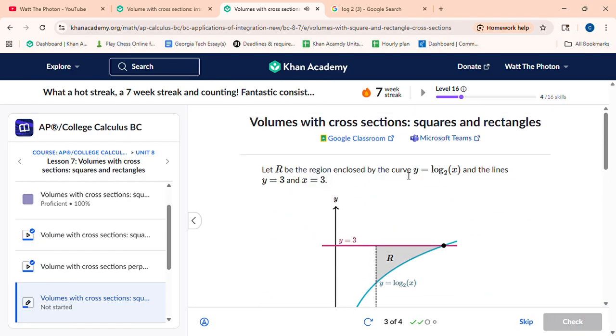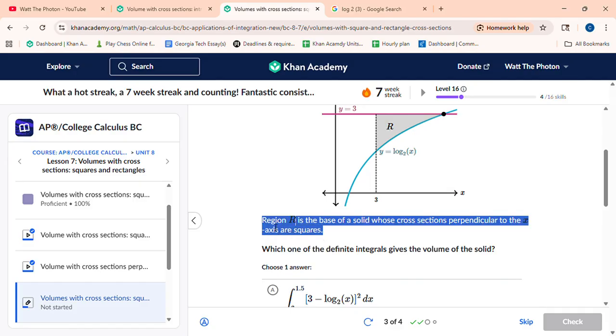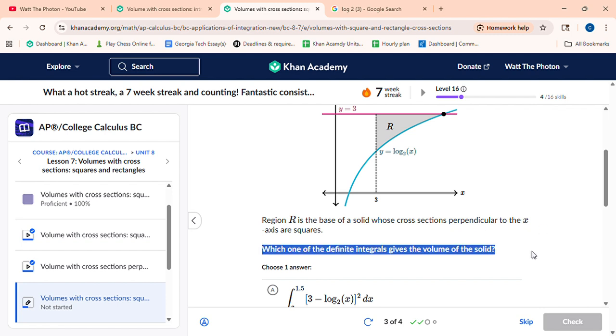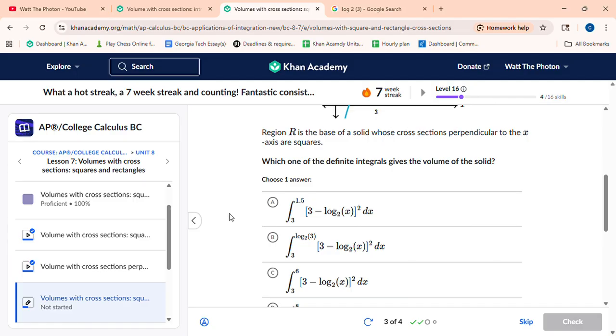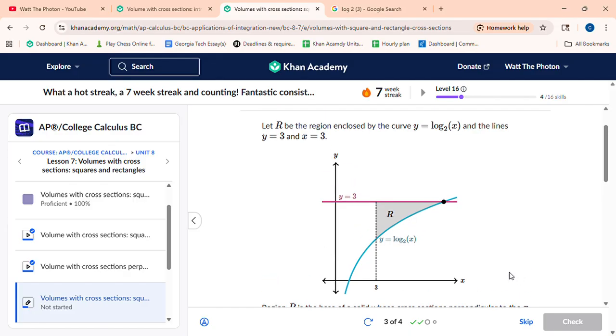Next, the region enclosed by the curve y equals log base 2 of x, and the lines y equals 3 and x equals 3. Region R is the base of a solid whose cross sections perpendicular to the x-axis are squares. Which of the following definite integrals gives the volume of the solid? Perpendicular to the x-axis, so it's y equals 0, y equals f of x.